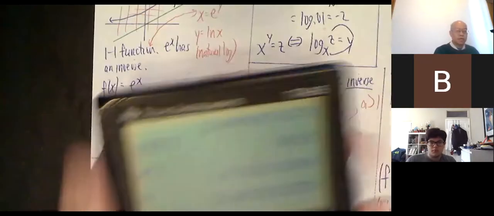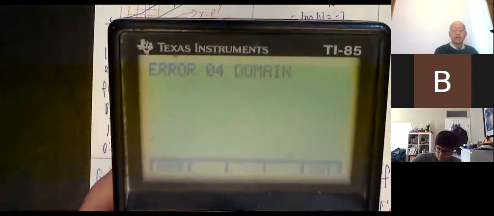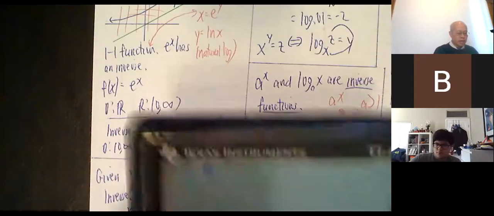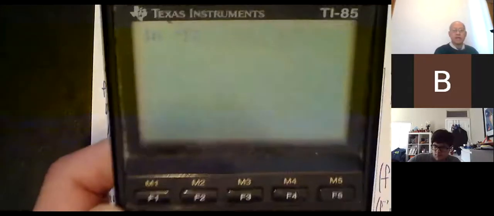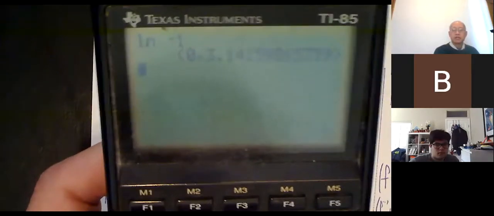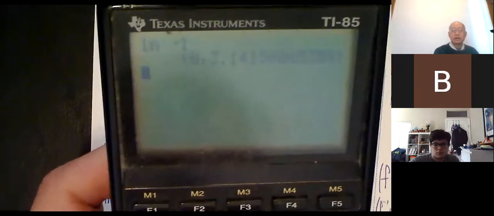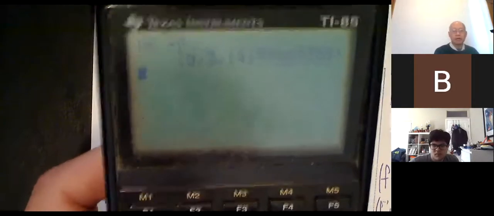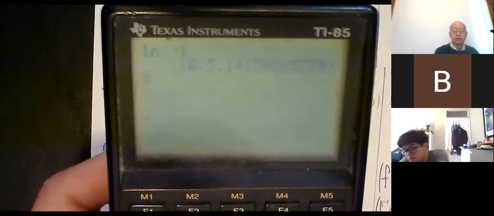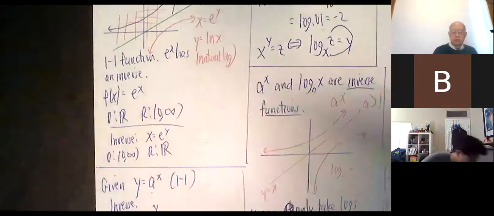If I try to hit ln of 0, I get an error. And on my calculator, if you do ln of -1, I think it gives you a complex number. It says 0, 3.14, which looks like pi. That's actually 0 plus pi i, but we're not going to worry about that. Right now, we're only doing real math, no complex numbers, no imaginary stuff. So for real numbers, ln of a negative is not possible.